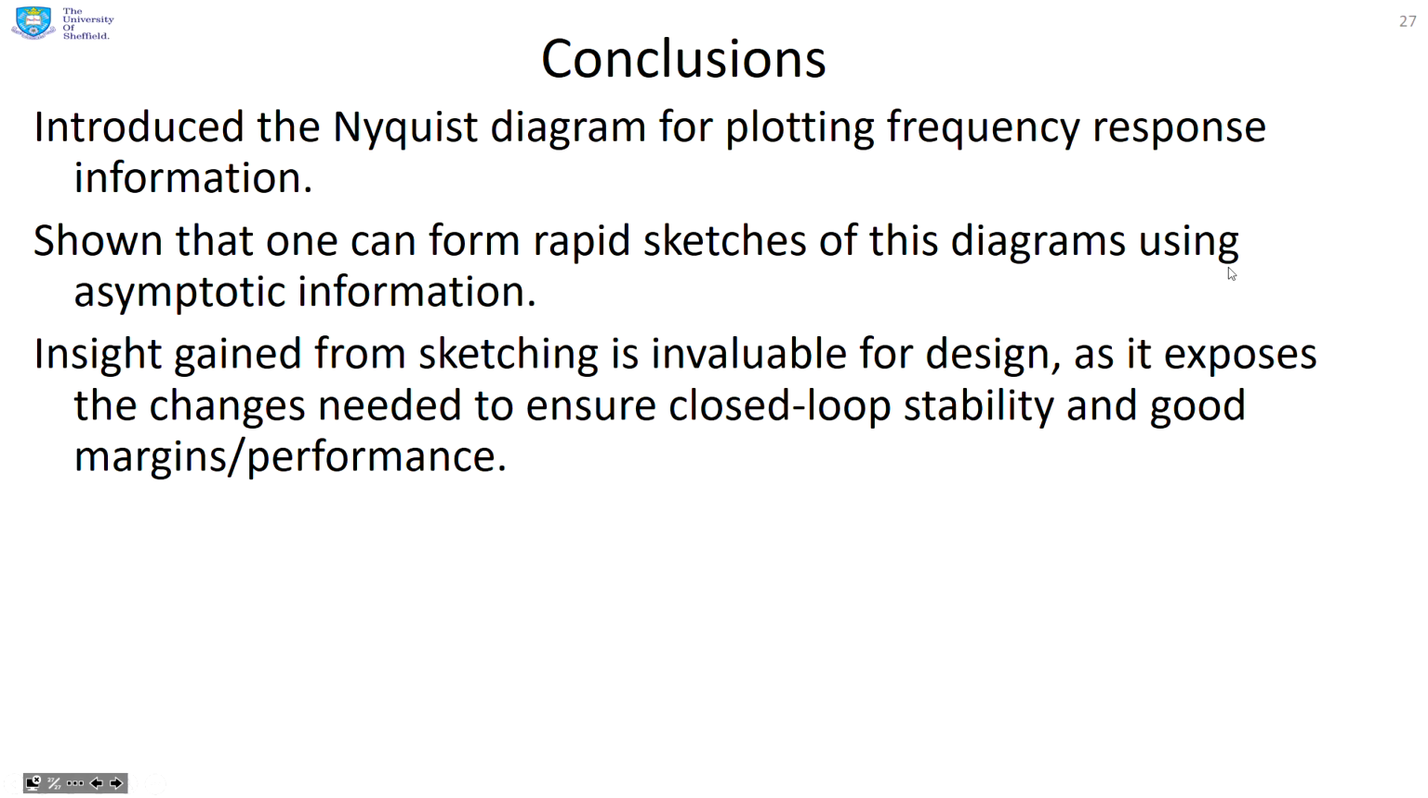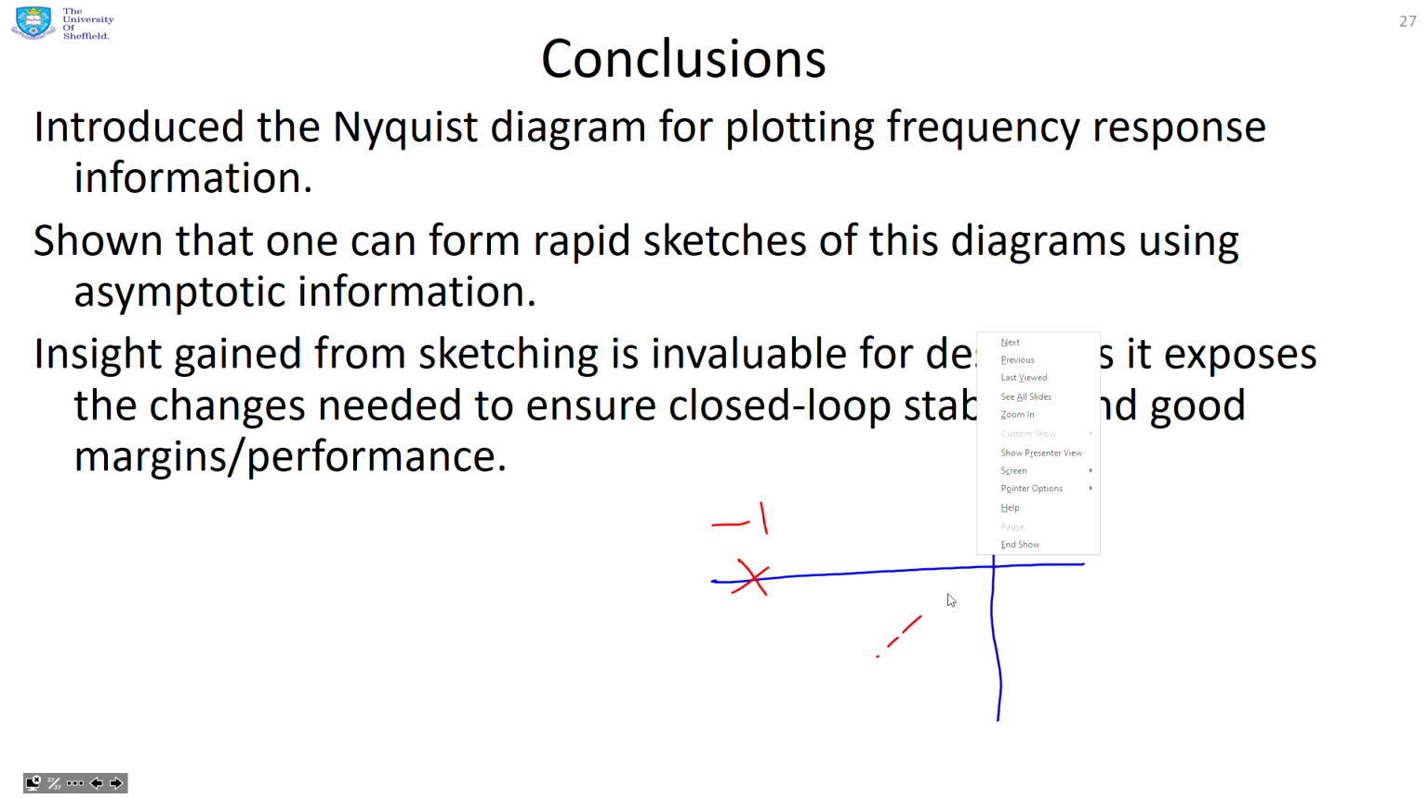So some conclusions. We've introduced the Nyquist diagram for plotting frequency response information and shown that you can form rapid sketches of these diagrams using asymptotic information. And the insight gained from sketching is invaluable for design as it exposes the changes needed to ensure closed loop stability and good margins or performance. If I do a little sketch here based upon that margin diagram that we've just seen, if you think about what we said before, we want a phase margin of about 60 degrees. So you're basically saying, I need to keep my Nyquist diagram over here, well away from the -1 point. And then again, you can see by doing that, I'm looking to the left.